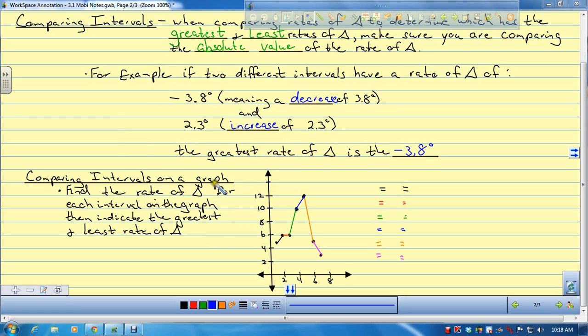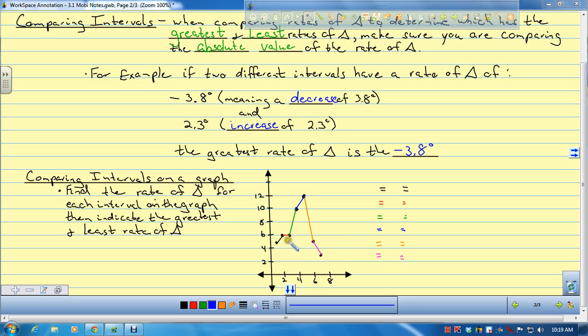Okay, and here we will illustrate it on the graph. So comparing these on a graph, we're going to find the rate of change for each interval on the graph, then indicate the greatest and least rate of change. Now, to indicate the greatest and least rate of change, we really don't even have to find the rate of change here for each one. We can simply look at the graph, can't we? Each one of these, the x value is changing by 1. This went from 1 to 2, from 2 to 3, 3 to 4, 4 to 5. As we move horizontally, each one is changing by 1.